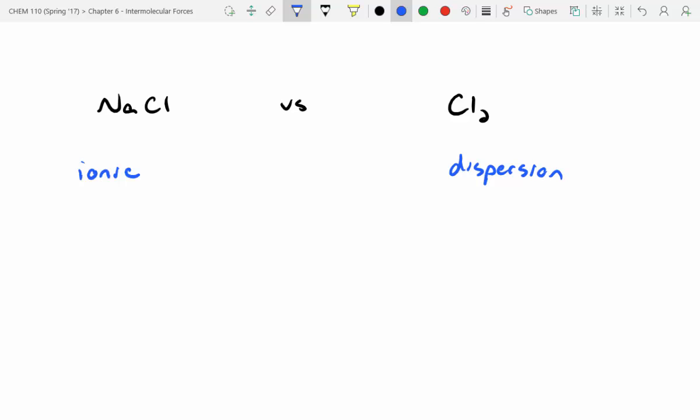So in this case, sodium chloride should have the higher boiling point. In fact, its boiling point is well over 1,000 degrees Celsius. It's got an incredibly high boiling point, where chlorine gas has a boiling point of negative 34 degrees Celsius. So we can really tell the difference. Let's try another one.